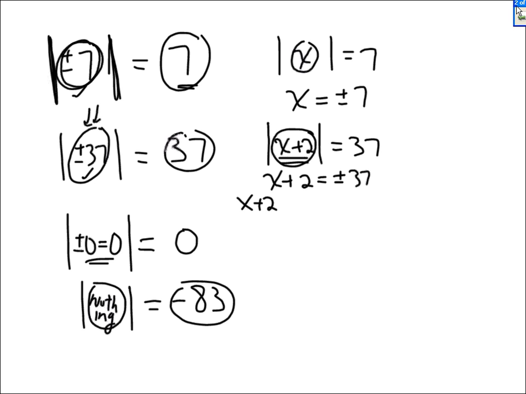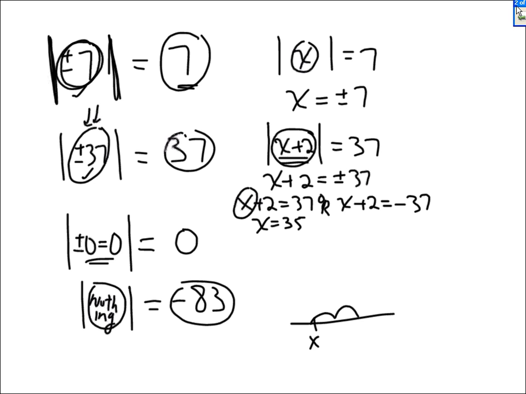Either x plus 2 is 37, which of course means x is 35. You should know what plus 2 is 37. It's 35. Or x plus 2 is, let me write it, or x plus 2 is negative 37. Some number, when you add 2 to it, you get negative 37. Negative 38, negative 39. That number we now know. It's negative 39. And we called it x.